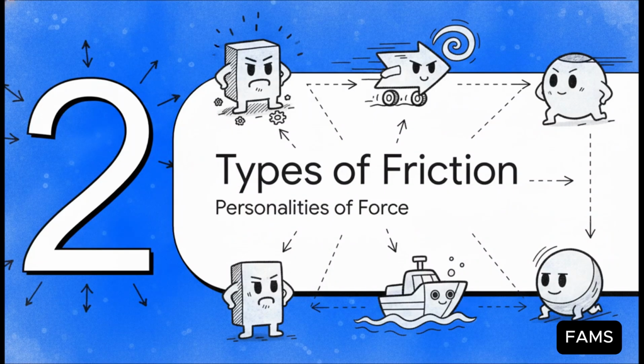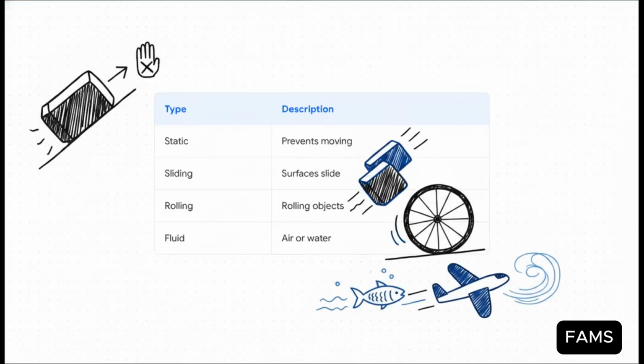Moving right along to section 2, the 4 types of friction, or as I like to call them, the personalities of force. Friction actually adapts depending on the physical situation. We've basically got 4 distinct personalities here. First up is static friction. This is the stubborn force that completely prevents an object from moving at all. It's what keeps a heavy box perfectly planted on the floor when you first lean into it.